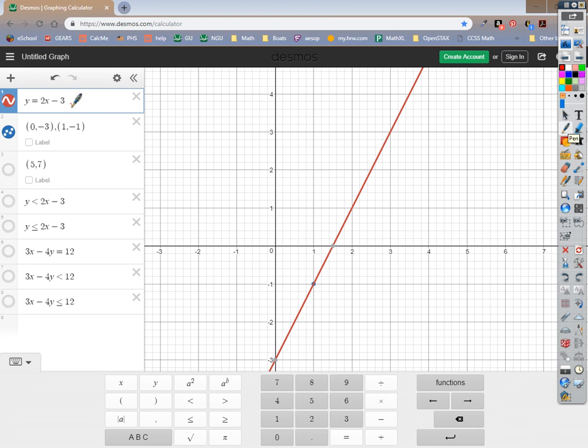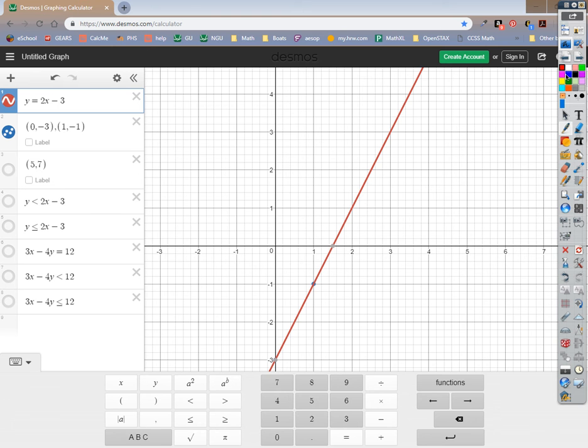Here's my original equation. And I'm checking the point 5, 7. If I plug in the x and y values, what's that going to give me? I'm going to get 7 equals 2 times 5 minus 3. Is that true? Yes, it is. I get 7 on both sides. So that's a solution, right? Okay. What's that mean if I plot that point on Desmos here?